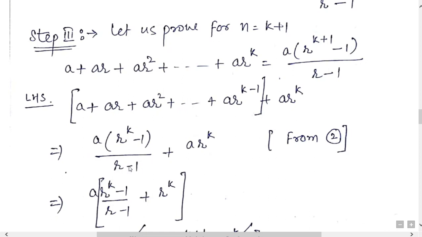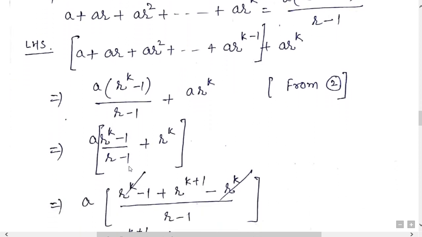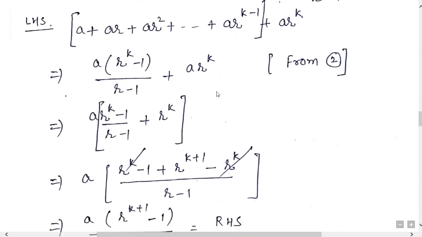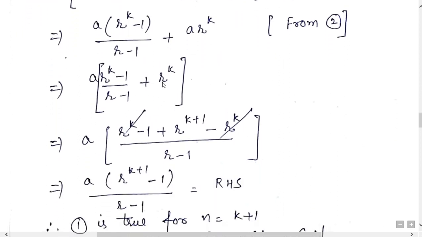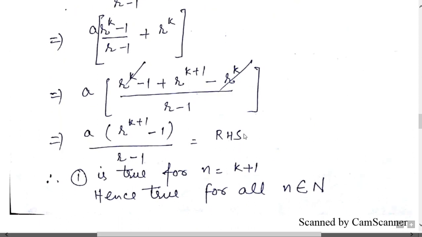This value is from number 2 or step number 2. And taking a common, r raised to power k minus 1 divided by r minus 1 plus r raised to power k. And take LCM, r raised to power k multiplied by r, you can write r raised to power k plus 1, and minus 1 multiplied by r raised to power k, it's minus r raised to power k. R raised to power k cancel. Inside bracket, it's r raised to power k plus 1 minus 1, it's nothing but the right hand side.